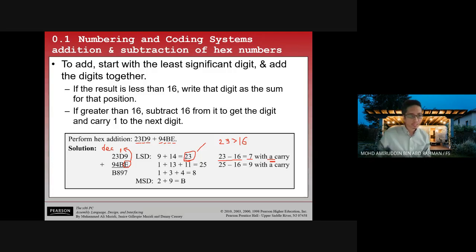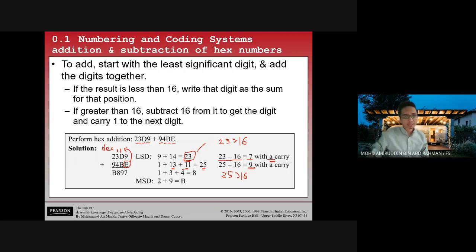Then, as with the first one, you also add D with B. D is 13 and B is 11. You add the carry 1, so you get 25. Again, 25 is bigger than 16, so you are left with 9, and then you have a carry. So you add another one here.